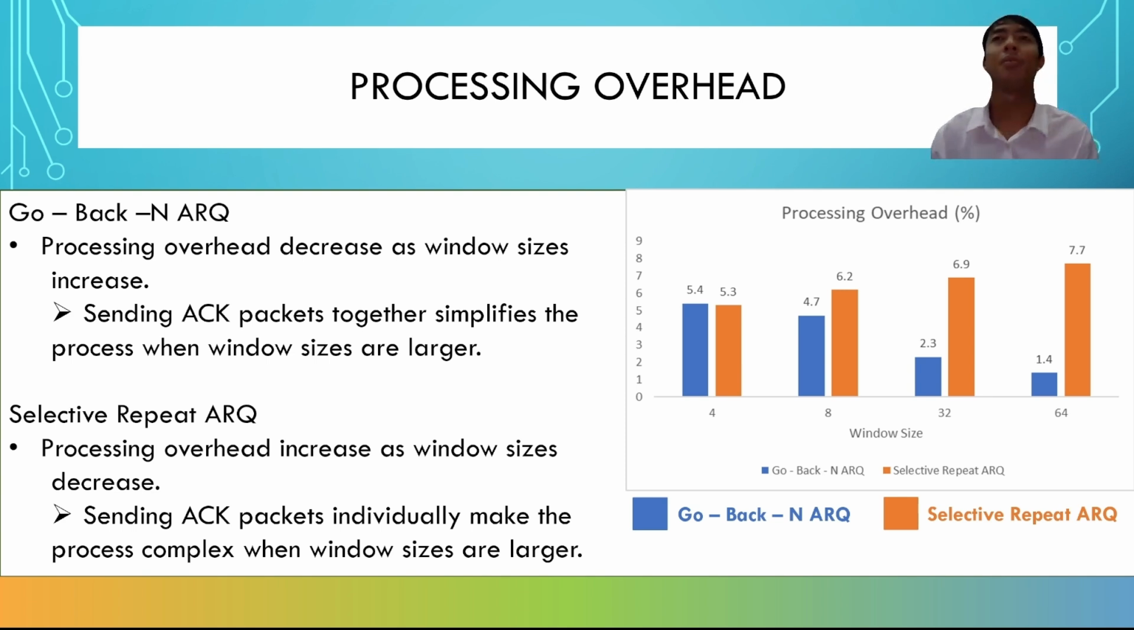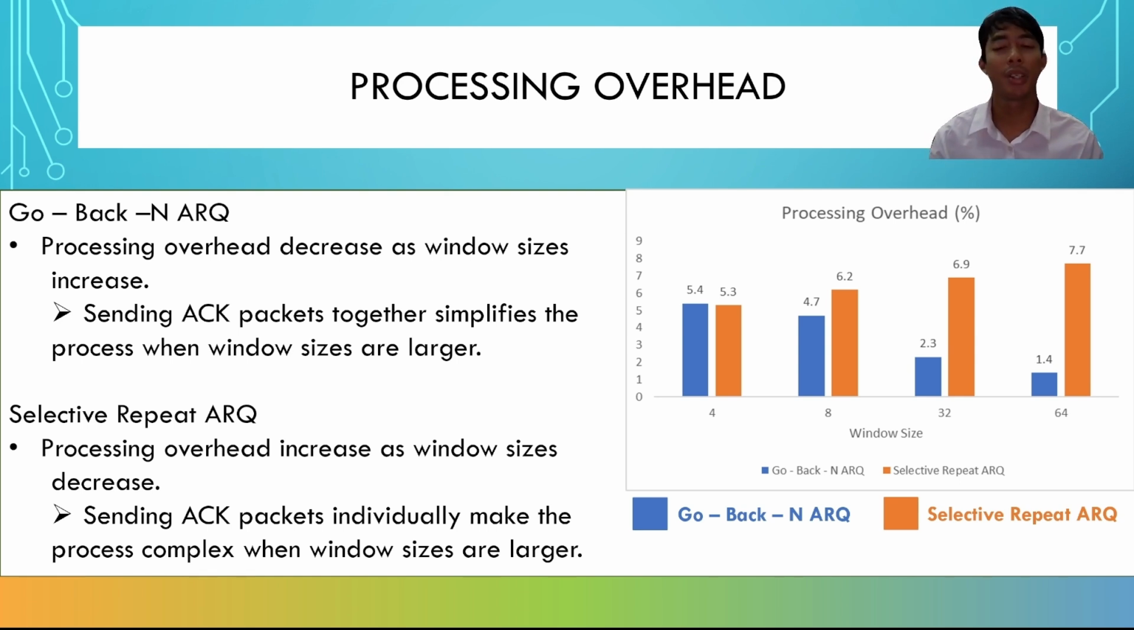Processing overhead is how much extra work the network needs to do to manage a task. So in Go-Back-N ARQ, processing overhead decreases as window size increases. It's because the sender sends packets together, which simplifies the process even when the window size is larger. I mean, in Go-Back-N ARQ, with a large window size of packets, the transmission will keep happening because a small group of packets will be retransmitted over and over again.